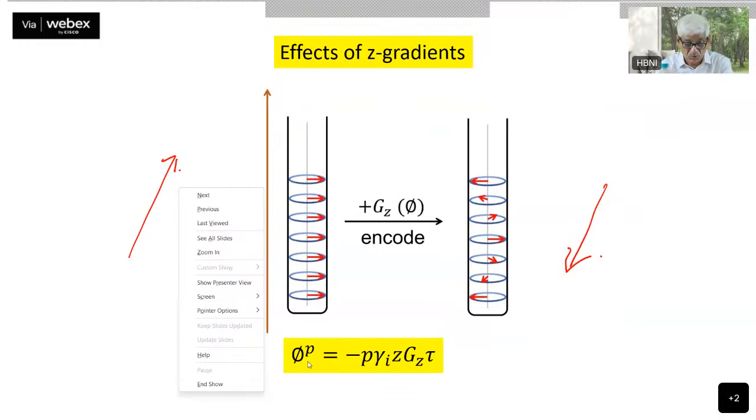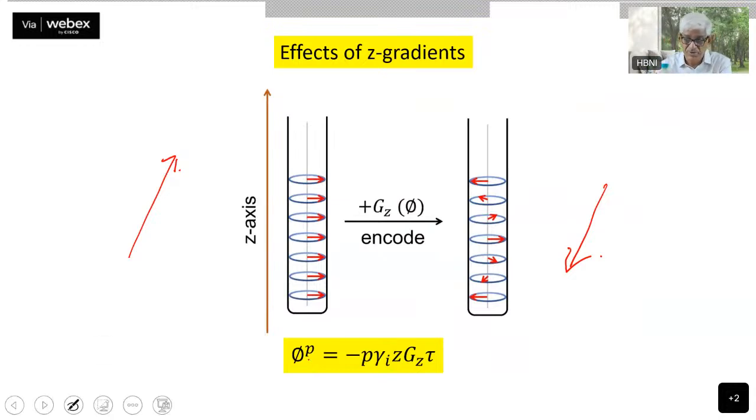This will depend upon the coherence order. Now I'm introducing this concept here, coherence order. We talk about simple magnetizations, which are the single quantum ones, single coherence order. But if I have a double quantum, look at the phase that is acquired. This relationship is important: minus p gamma Gz z tau. Tau is the time duration of the gradient, Gz is the gradient strength, z is the coordinate along the z-axis, and p is the coherence order. So depending upon the coherence order, this coherence would have moved to different extents.